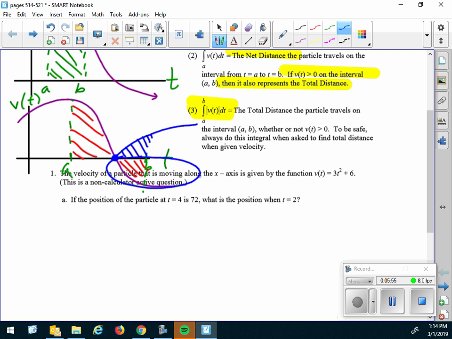Good. So I want you to pay attention to one thing right here. The total distance the particle travels on the interval a to b, use absolute value. Now notice whether or not v of t is greater than 0. To be safe, and this is true, always do absolute value when you're asked to find total distance if you're given velocity. If you're asked to find total distance, use absolute value. You don't know how to integrate absolute value by hand, but that's where you'll have your calculator, and you can put an absolute value into an integral.